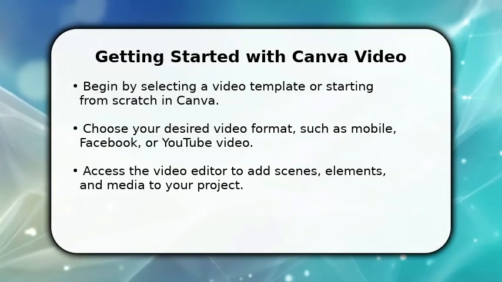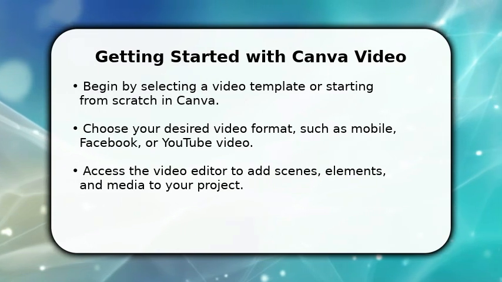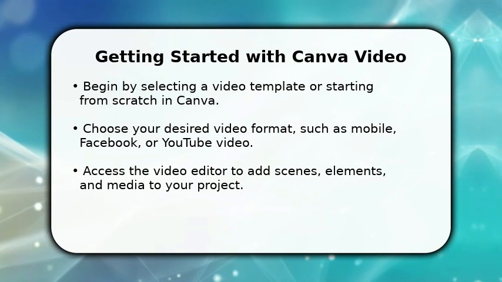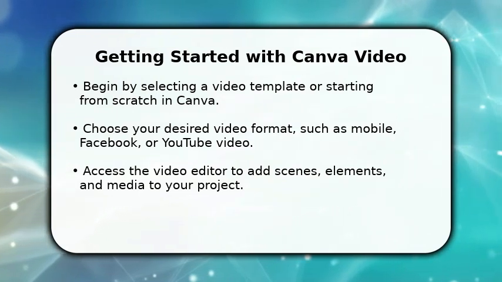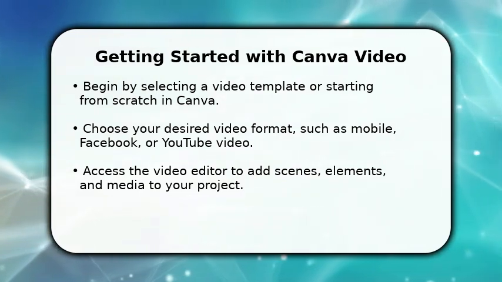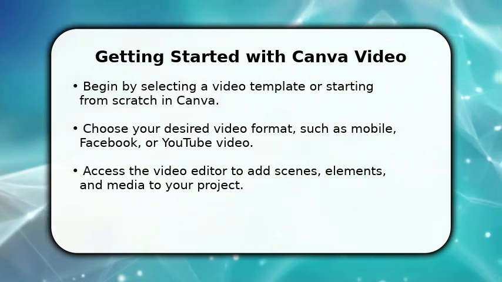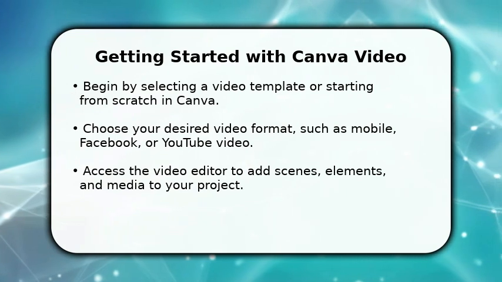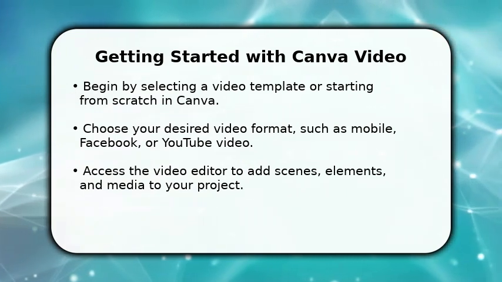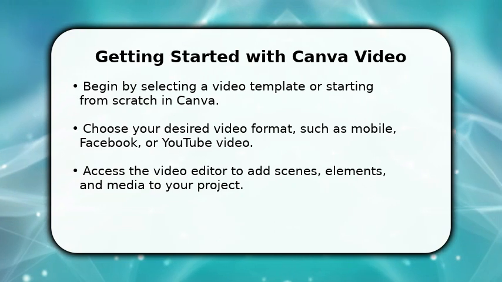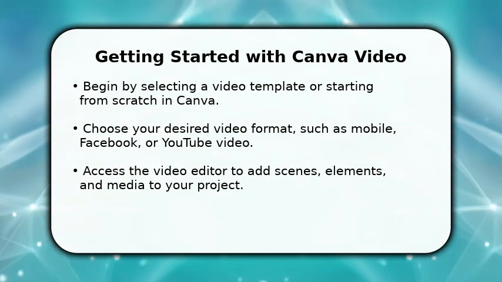In this video, I will explain how to use Canva to generate videos. First, open Canva and select Video from the main menu. You can choose from various video formats like mobile video, Facebook video, or YouTube video, or start with a blank canvas. This initial step sets up your project, allowing you to immediately dive into the intuitive video editor. It's designed for ease of use, even if you're new to video editing.